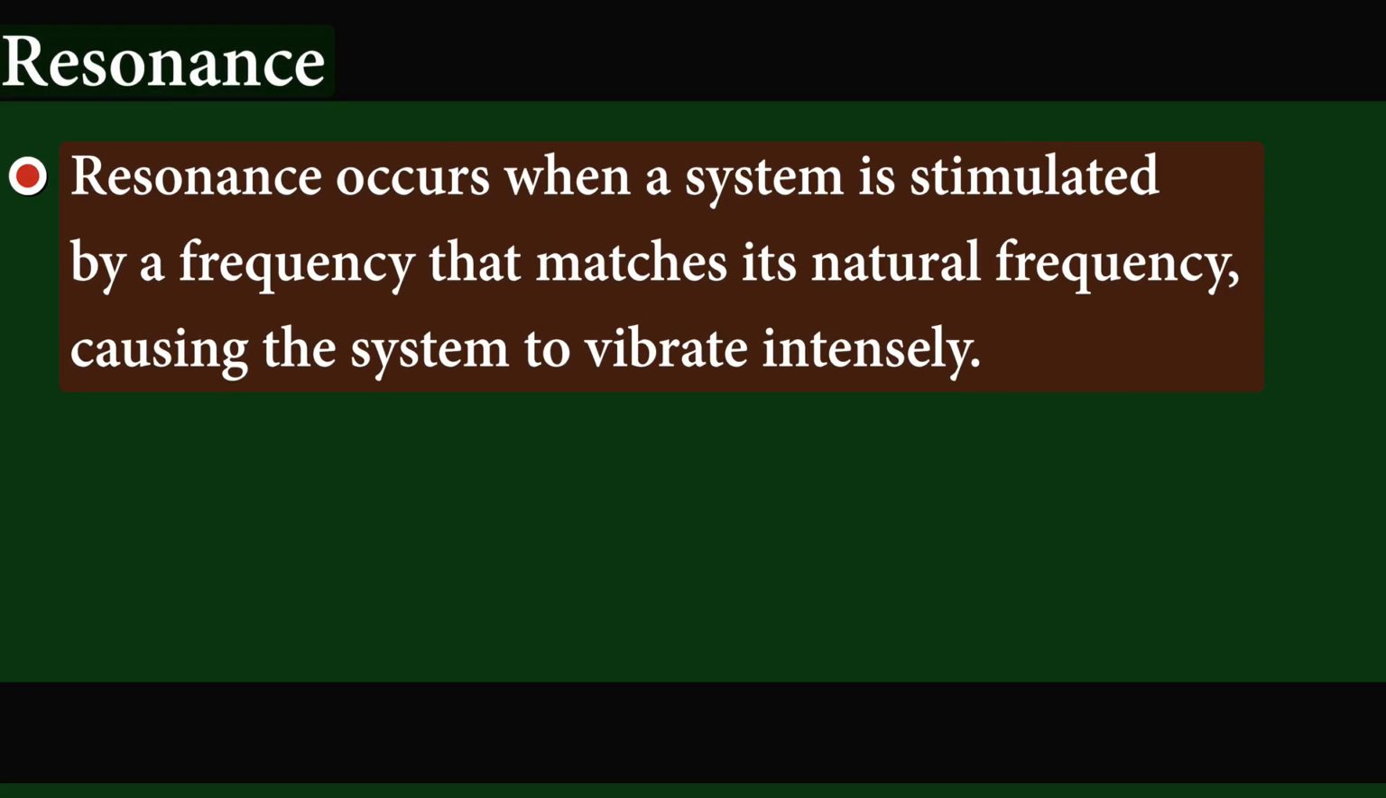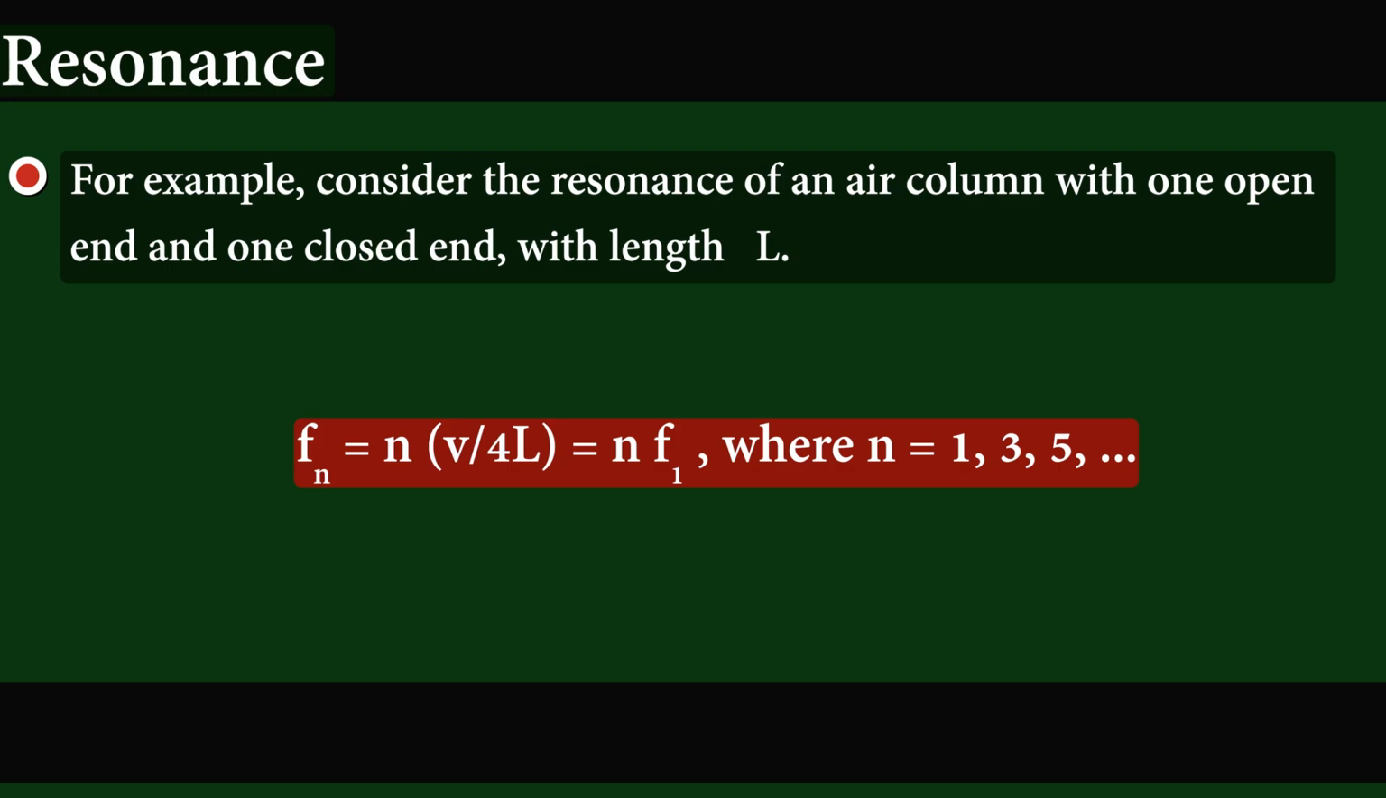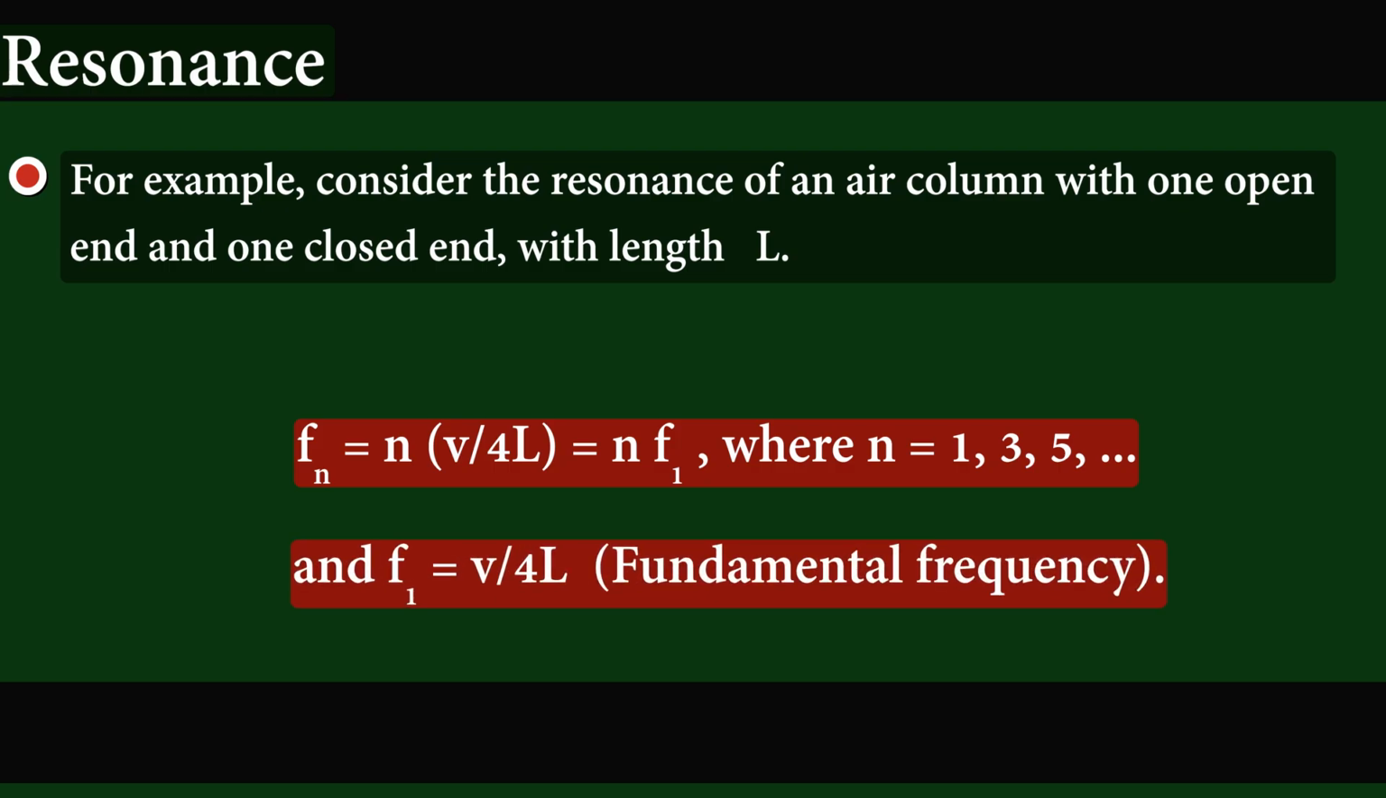Resonance. Resonance occurs when a system is stimulated by a frequency that matches its natural frequency, causing the system to vibrate intensely. For example, consider the resonance of an air column with one open end and one closed end, with length L. Fn equals n multiplied by V by 4L equals n F1, where n equals 1, 3, 5, etc. Here, F1 equals V divided by 4L is the fundamental frequency of the system.